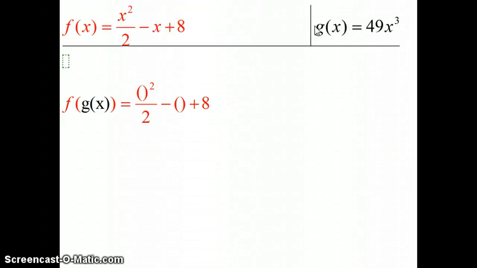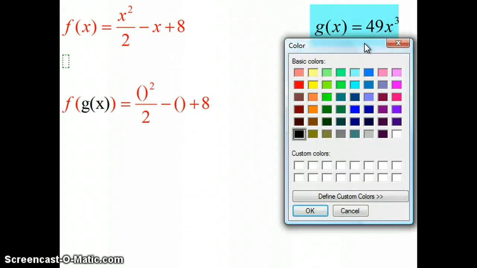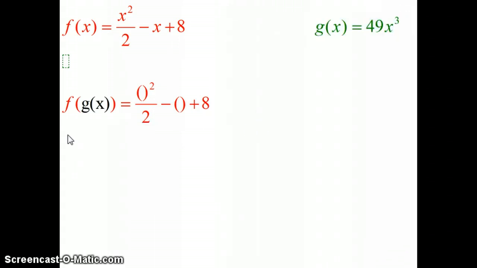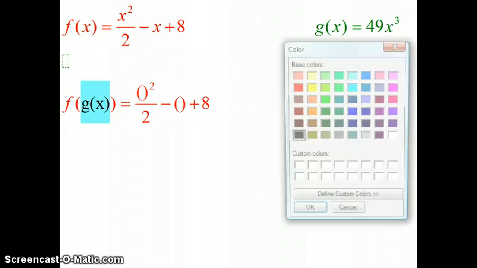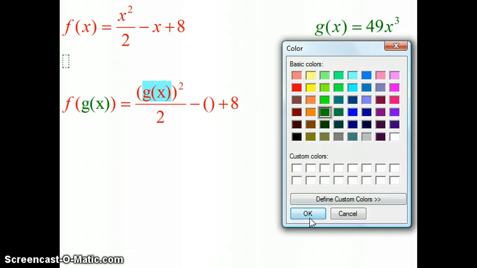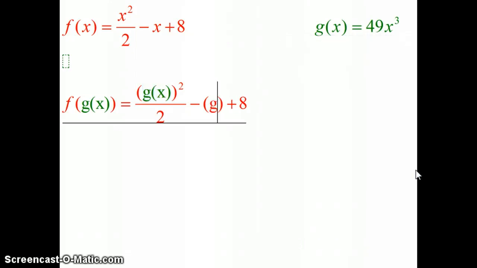What I'm going to do now is take g of x and give it a different color. How about a dark green? That sounds good to me. So all of my g of x is now going to become this dark green color, meaning everywhere there was an x, I'm going to replace that with a g of x. But not to confuse you, let's match the color on those, make it that dark green color, and the same thing with this one right here. So that's all that we're doing.